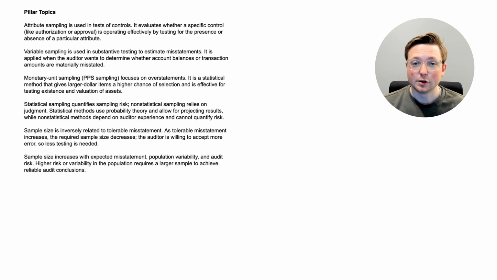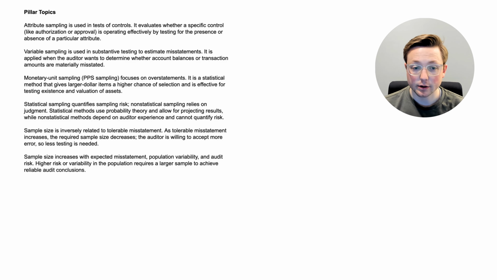All right, here we are at the pillar topics. Let's just dive straight in. First off, attribute sampling is used in tests of controls. It evaluates whether a specific control like authorization or approval is operating effectively by testing for the presence or absence of a particular attribute. Now let's go to the next one. Variable sampling is used in substantive testing to estimate misstatements. It is applied when the auditor wants to determine whether account balances or transaction amounts are materially misstated.